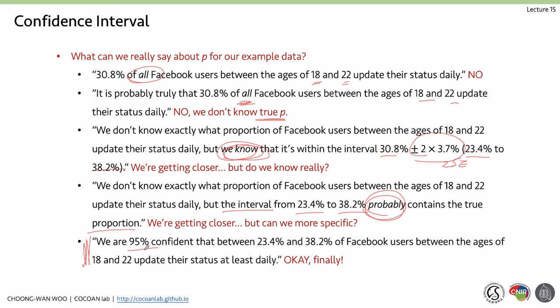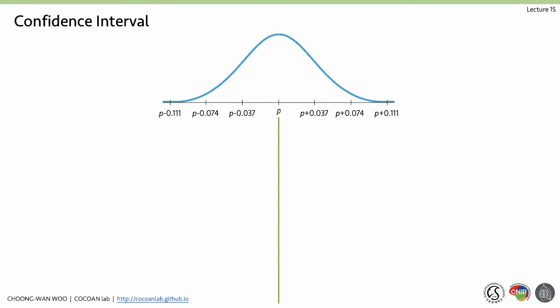We are 95% confident that between 23.4% and 38.2% of Facebook users between the ages of 18 and 22 update their status at least daily. So this is okay. So what does confidence interval really mean?